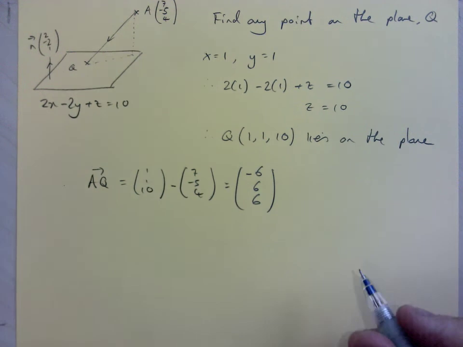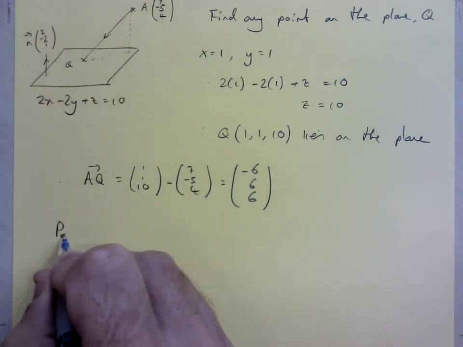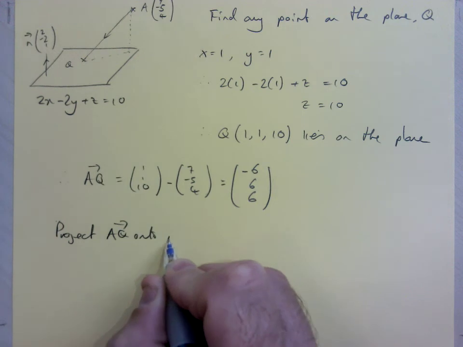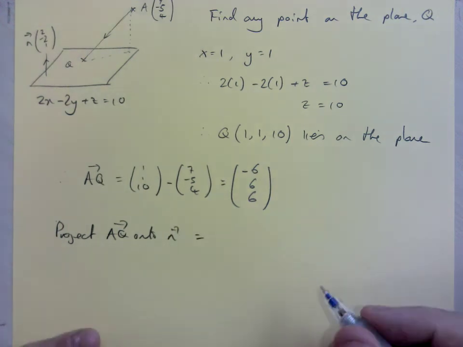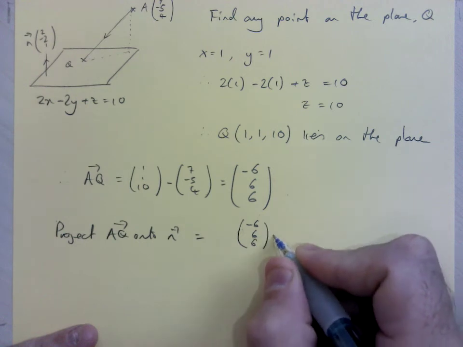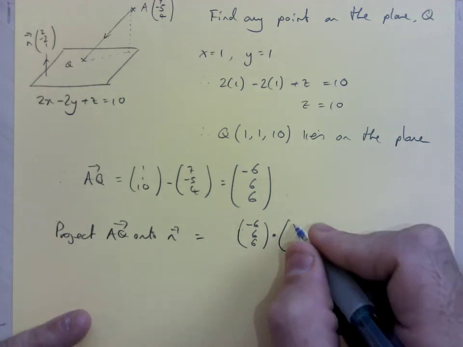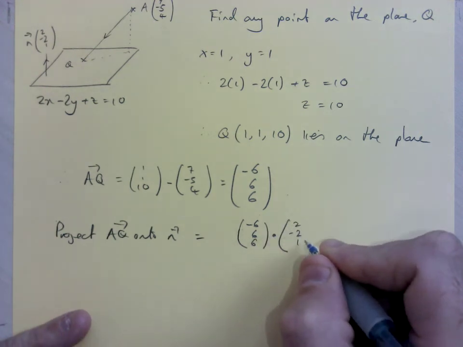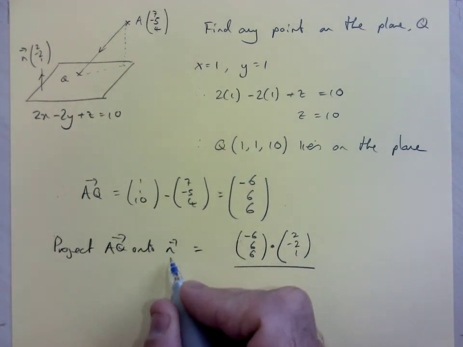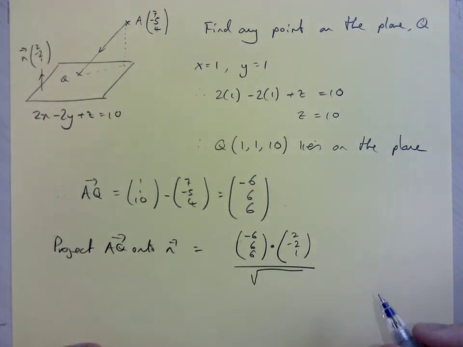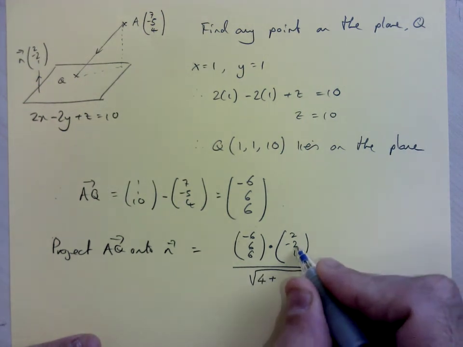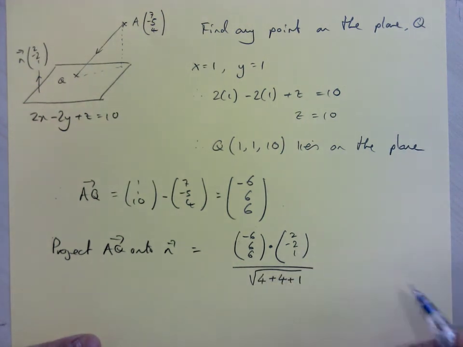And all that I need to do now is project AQ onto the normal vector. And I can do my projection, so let me just jot this down. Project AQ onto the normal vector. And what I do there, I know that this is (-6, 6, 6), dotted with the vector you're projecting onto, (2, -2, 1), divided by the length of the vector you're projecting onto. So the length of n, which is going to be the square root of 4 + 4 + 1.